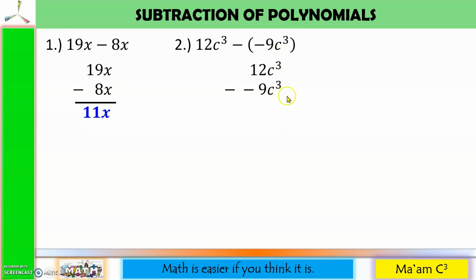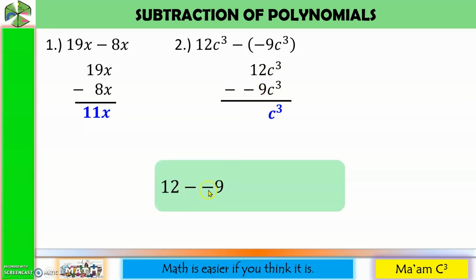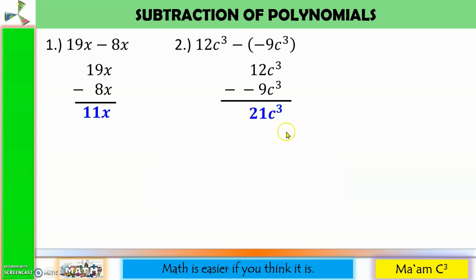Number 2, let us rewrite this. Same literal coefficients, we simply copy c cubed. Let us perform the operation here. 12 minus negative 9. Two consecutive same signs when simplified will become plus. So this will be 12 plus 9, and this is 21. So we have 21c cubed.